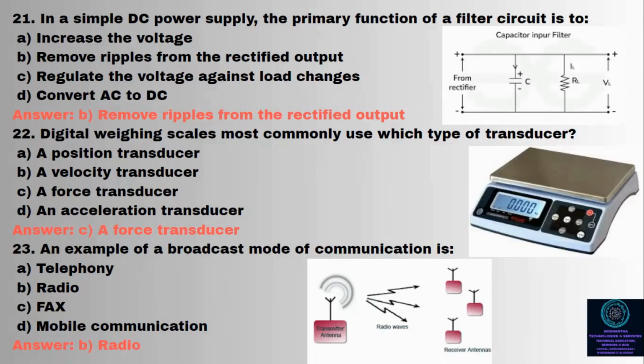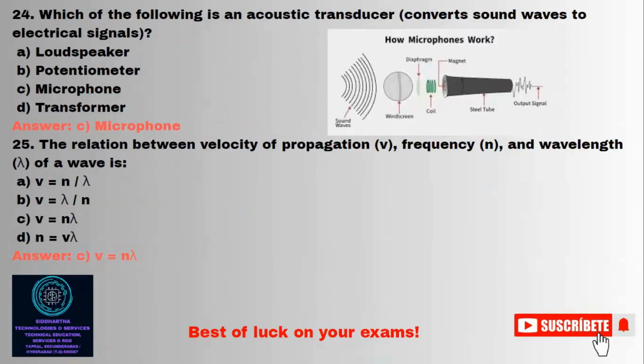Question number 23. An example of a broadcast mode of communication is radio. For broadcasting purposes, we use radio communication. All right, next question, question number 24. Which of the following is an acoustic transducer that converts sound waves to an electrical signal? The microphone. We have just discussed transducers, and I gave you examples also. The speaker and the microphone are good examples of transducers. Here the correct answer is microphone.